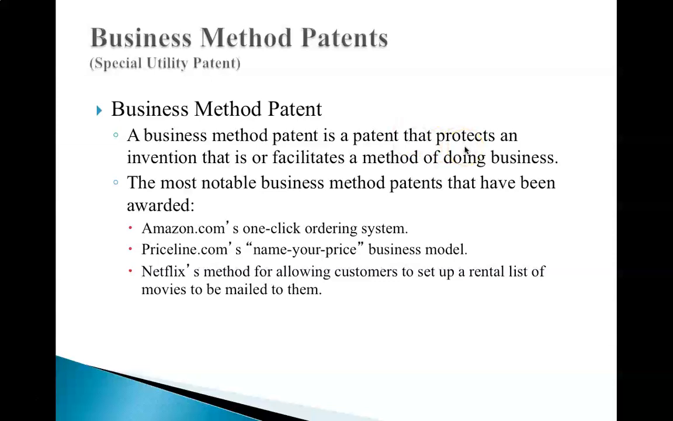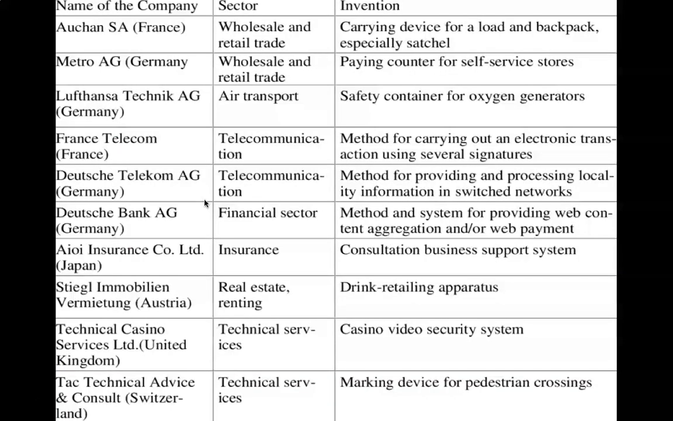Some of the most notable ones would be Amazon.com. We have Priceline's Name Your Price, and Netflix's method of allowing customers to set up a rental list for movies to be mailed to them. While now antiquated, it was a business method that they patented, and only Netflix could use that method. If you want, you can look back in these slides, there are different sectors and industries and different types of inventions that required patenting. So you can have a look through that yourself.